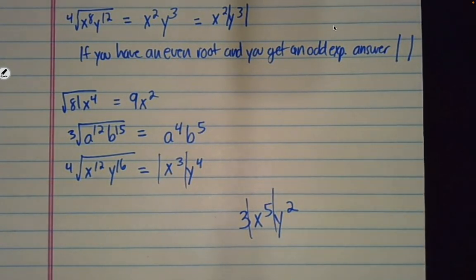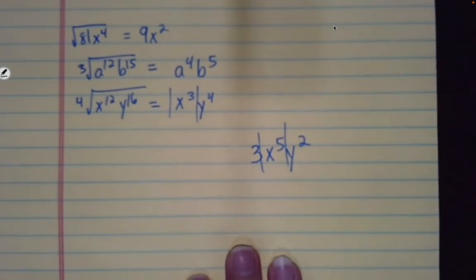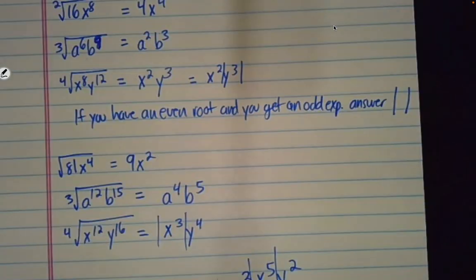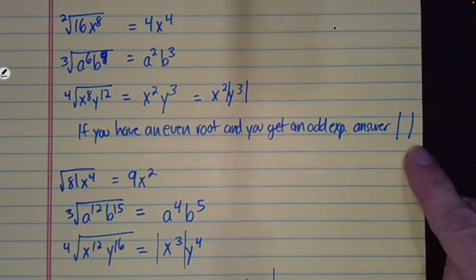Okay. Just the x. Just the x to the 5th. Just like that. Oh, like this. Oh, there you go. Is that good? And those are absolute value bars.